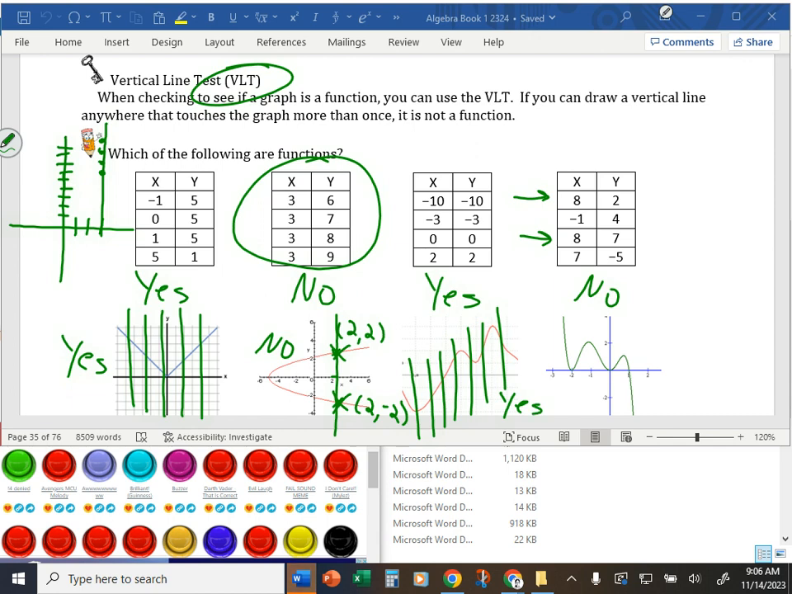The last one's a little tough to see. This going up and this going down, not perfectly vertical. It is gradually still expanding out. So this would be a function as well. It's a smooth left to right movement. Vertical lines only touch the graph in one place. So that would be a function as well.